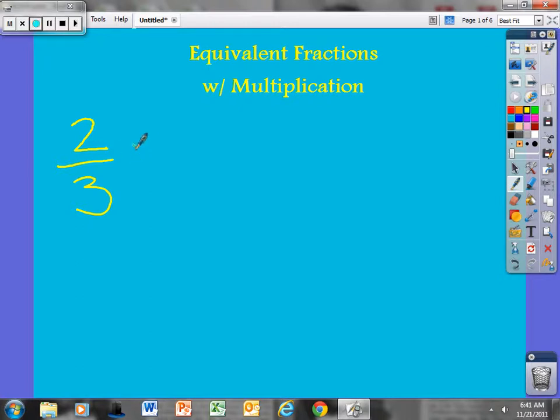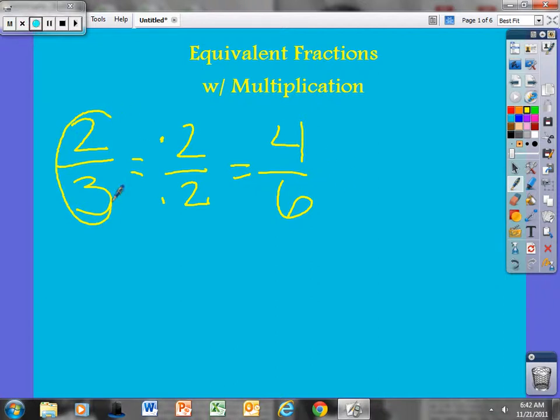Since 2/3 is already reduced to simplest terms, all I'm going to do is multiply both the numerator and denominator by the same value. So I'm going to start with 2. Let's multiply both numerator and denominator by 2. Now I just multiply straight across. 2 times 2 is 4. 3 times 2 is 6. So now I know that 2/3 is equivalent or equal to 4/6.